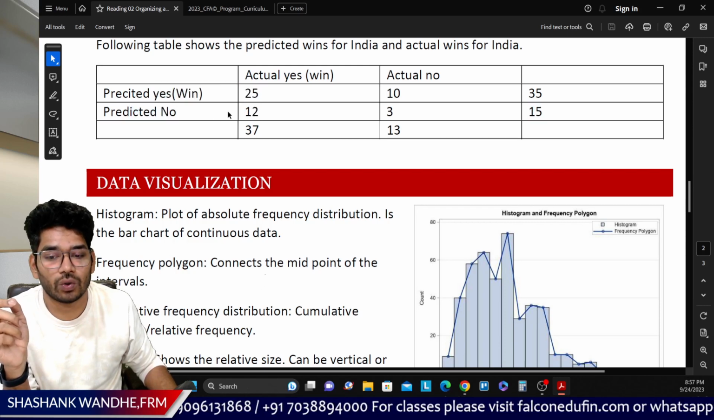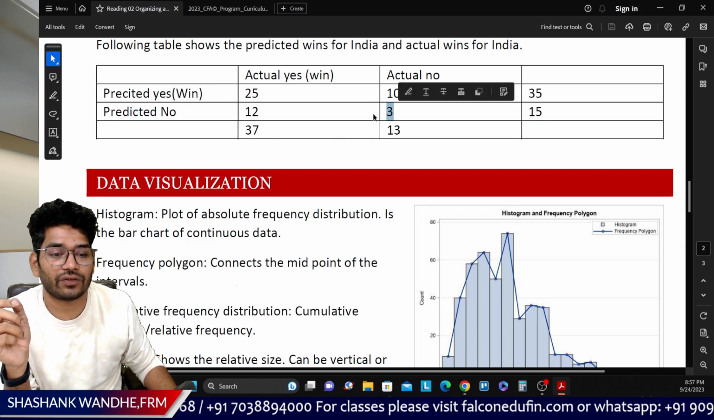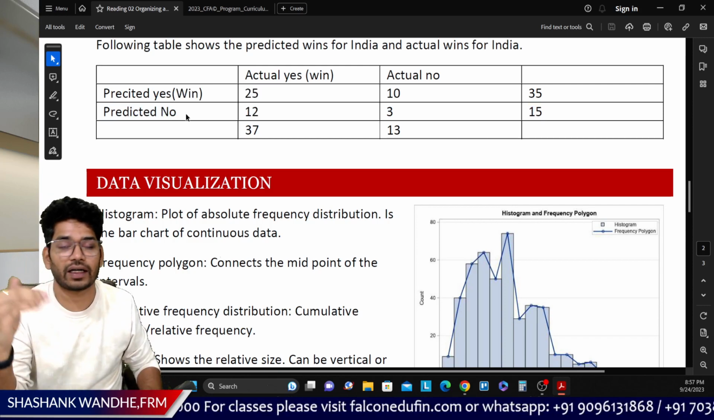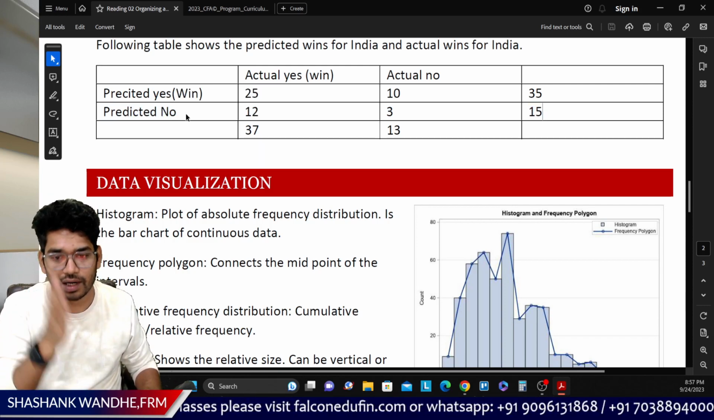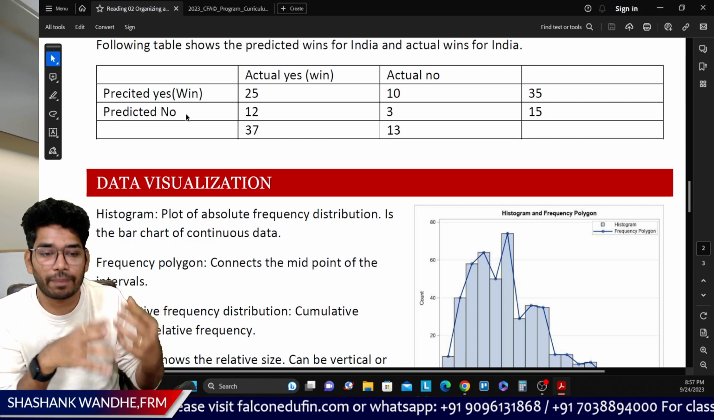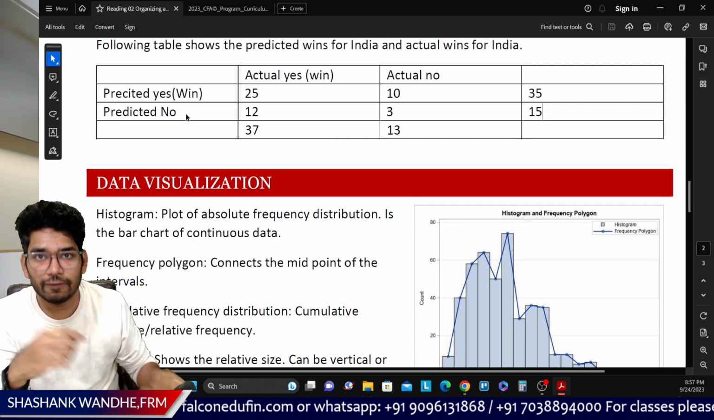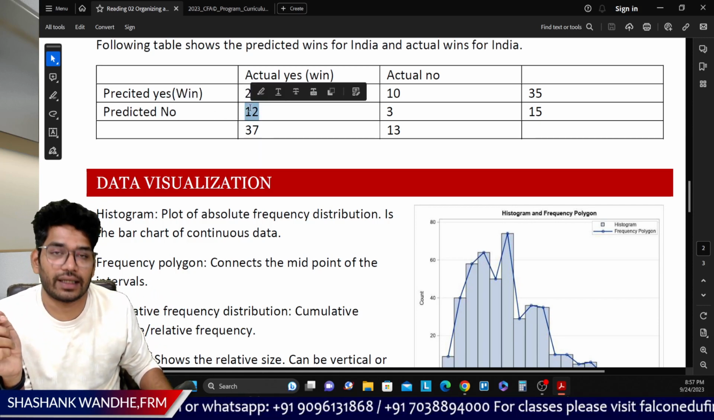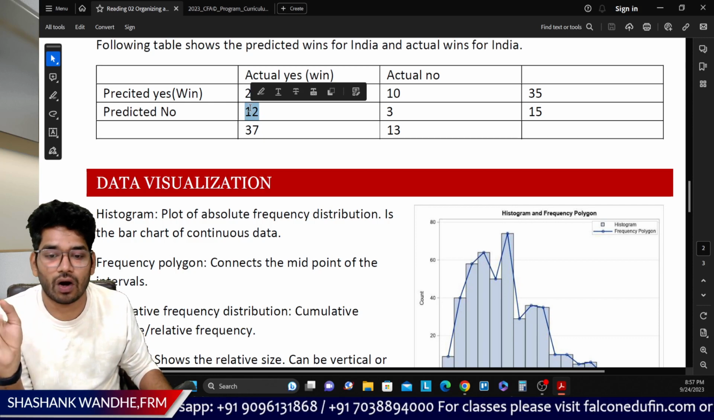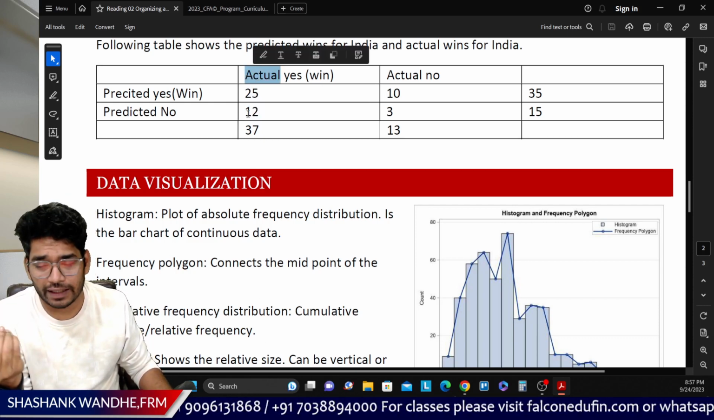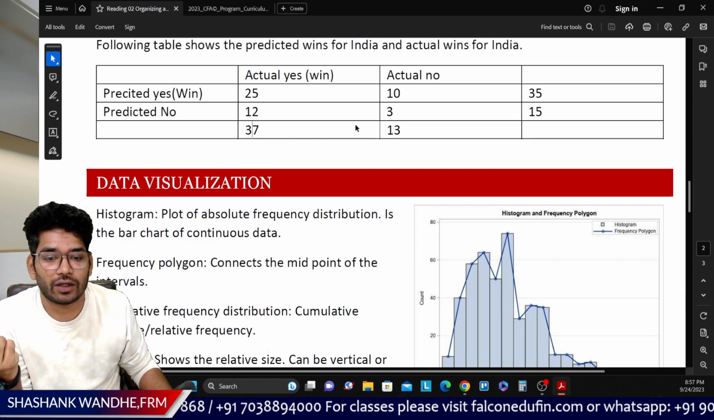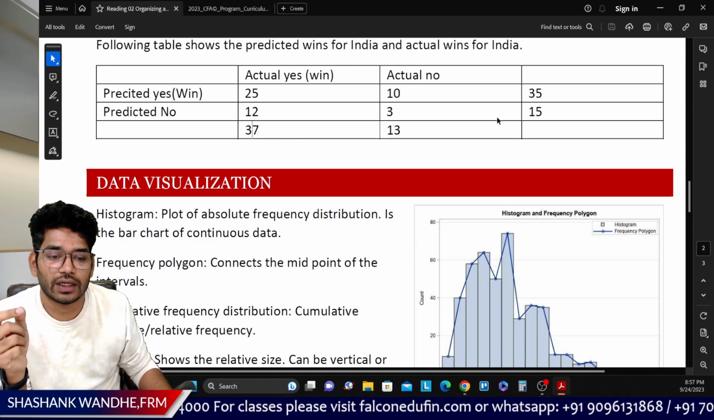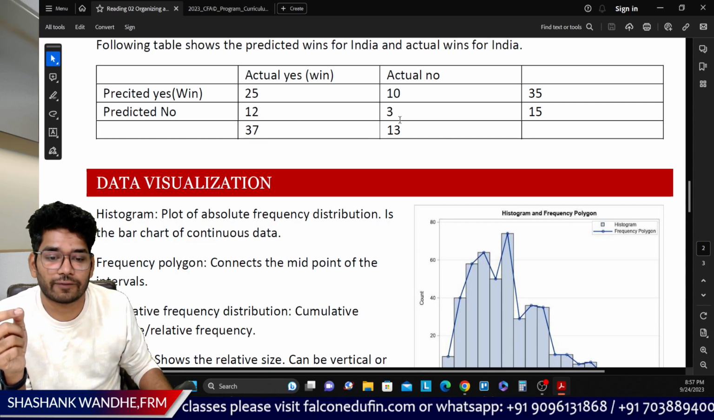In the predicted no, here we have 12 and 3. Now understand what this is. Predicted no means India will lose these matches. So this was our prediction. But out of these 15, India won 12. So that's why we have predicted no, but actual yes. So predicted loss but actual wins. And here predicted no, actual no. So we predicted India will lose, and in reality also India lost. So this is how we got 12 and 3.